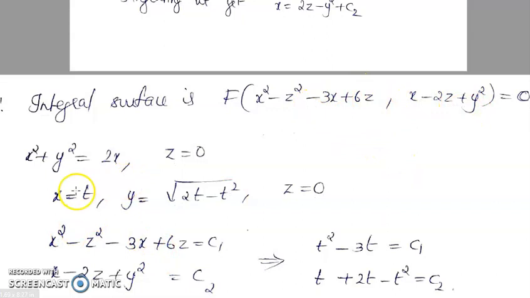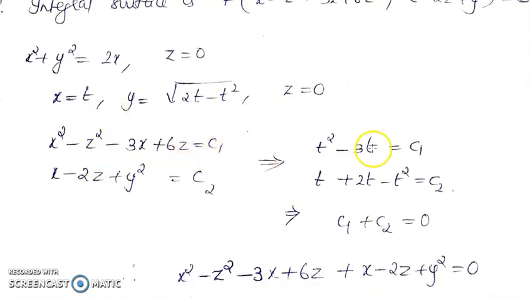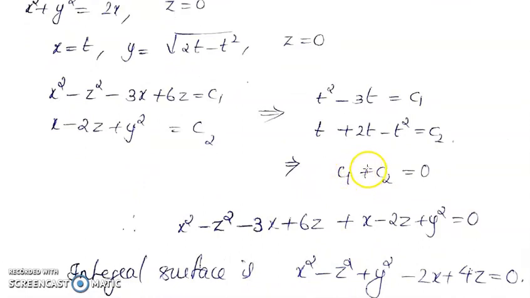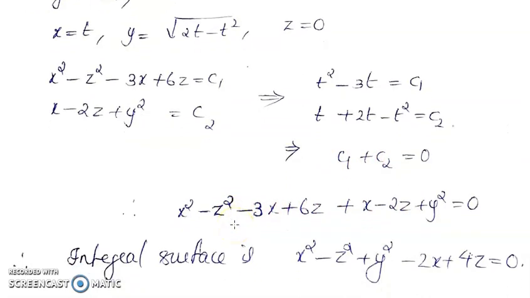Now I'll substitute the curve. For parametric representation, I am taking x equal to t and y equal to root of (2t minus t square) and z equal to 0. So on substitution, we will get t square minus 3t equal to c1 and 3t minus t square equal to c2. So when you take c1 plus c2, that will be 0. On substituting c1 and c2 again, that gives the required integral surface. So this is the required integral surface. Thank you.